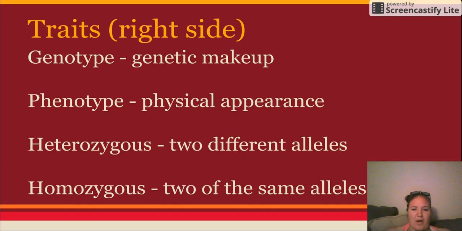Heterozygous means that you have two different alleles. So this would mean that you might carry a dominant and a recessive allele, so you would then be considered a heterozygous individual. And if you're considered homozygous, you carry two of the same alleles. So you're either carrying two dominant or you're carrying two recessive.